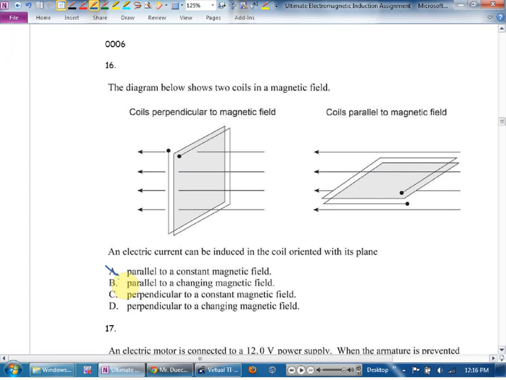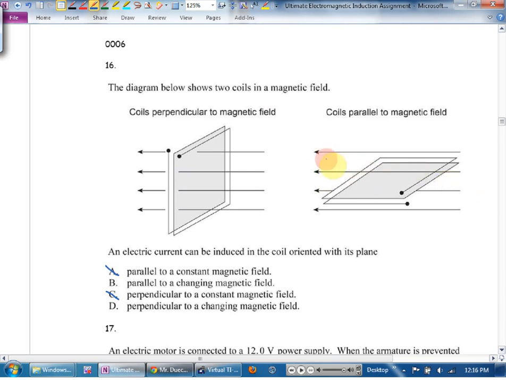So A is wrong, C is wrong. Okay? Either B or D. Now, both of these have a changing magnetic field. Which of them then, therefore, also has a changing flux? Flux was what times what? Times cross-sectional area. What's the area here? What's the flux here? How many lines are going through this particular shape here?